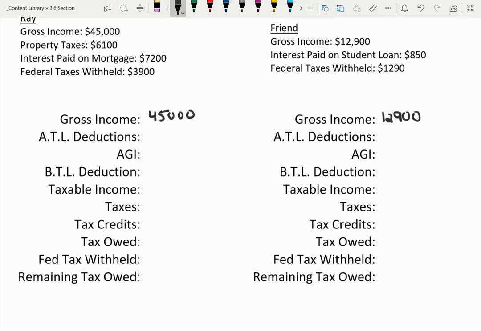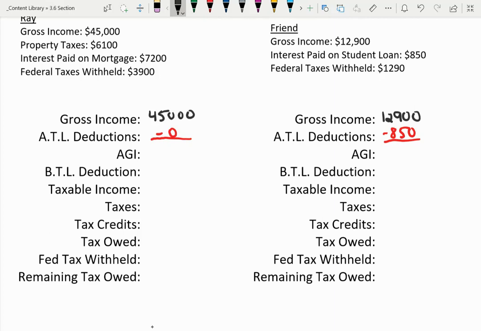Now, the first thing that you can deduct is above the line deductions, and there's a whole list of things that could be deducted this way. Ray has none of them though in his situation. However, his friend does have something that could be deducted above the line. In this case, it's the interest that was paid on his student loan. So that interest could be deducted. That lowers the gross income by $850. Like I said, Ray has none of that, so he is subtracting zero.